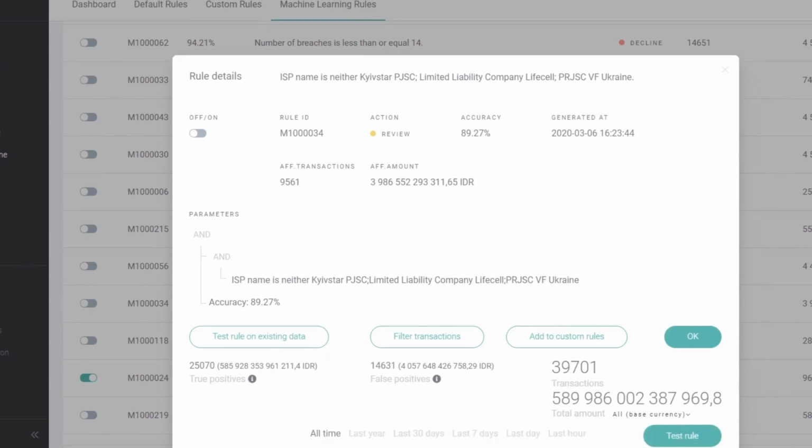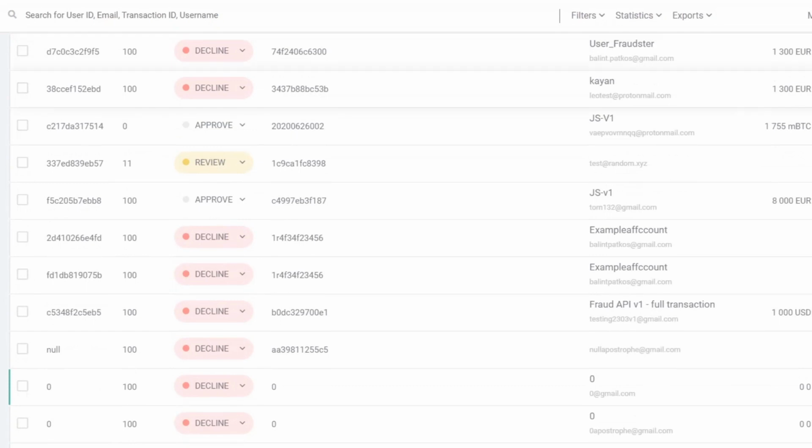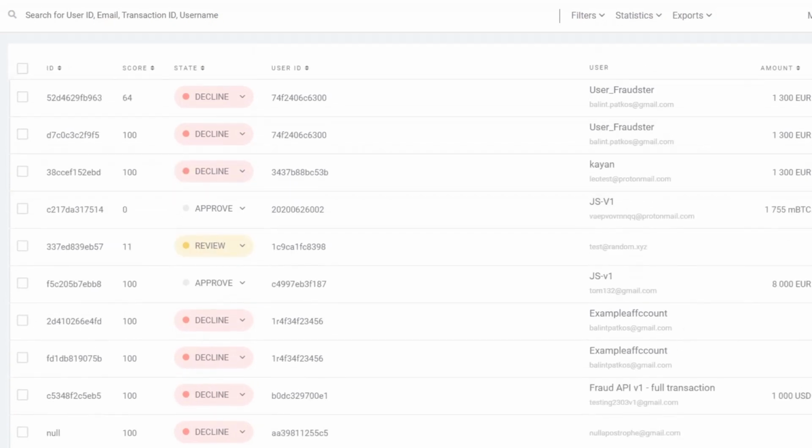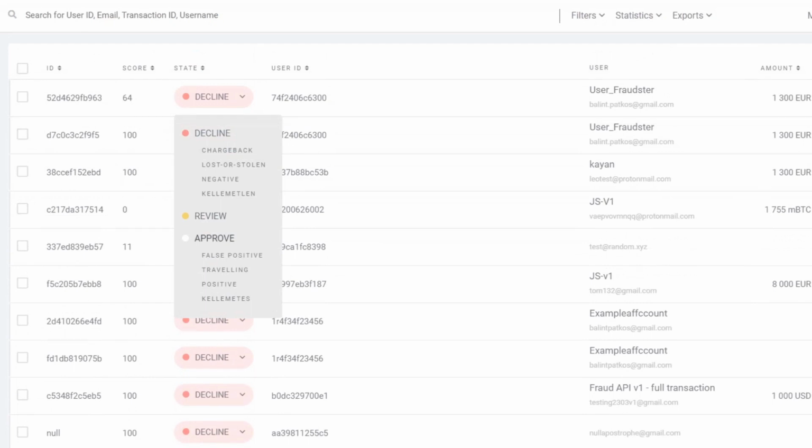The machine learning constantly retrains itself, on the one hand based on the positive and negative labels associated to each and every transaction through the label API. Secondly, you can also train the machine learning module through the actions of the fraud managers by changing states from review to approve or review to decline.